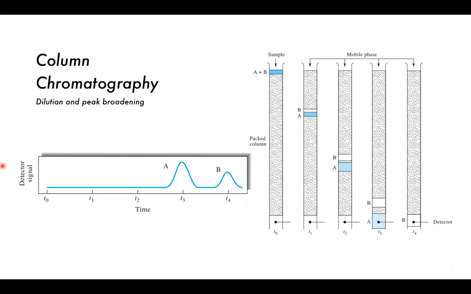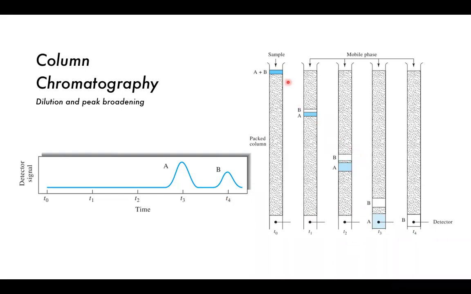Here is a look at the different absorption detector signals for our samples as they come out at different times. We start off at time 0, which is whenever we add the sample, and then time 1, time 2, you can see that A and B are still in the column. And then at time 3, we have a peak which arises because of A. And then at time 4, we have a peak which arises because of B.